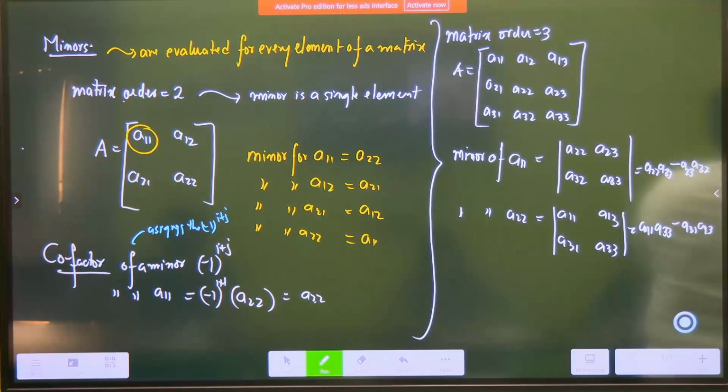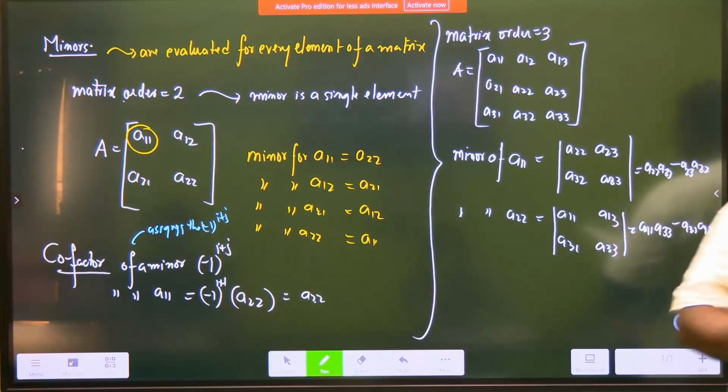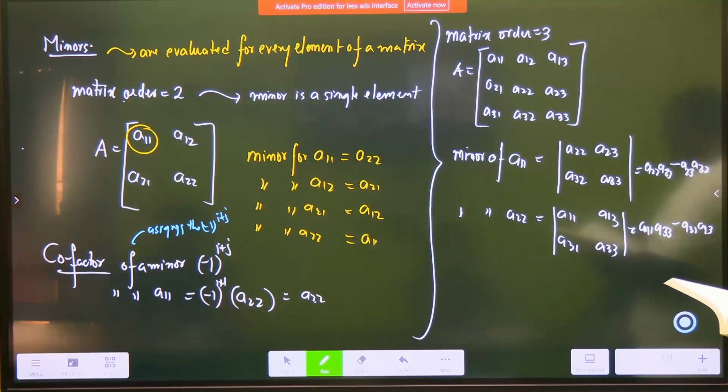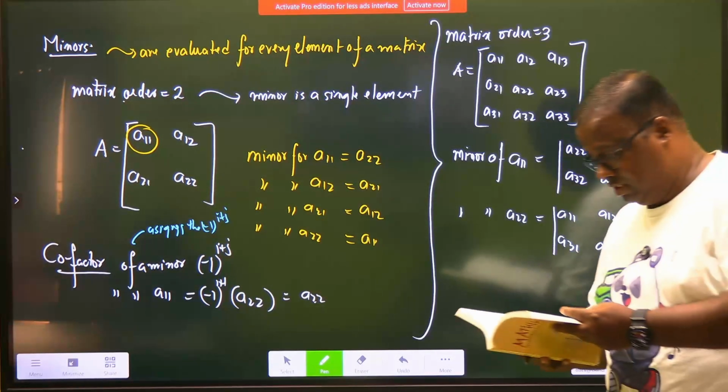Before we proceed further, we will take up one example where we will check out what the cofactor is. We will check out what the minor is, and then we will construct it.